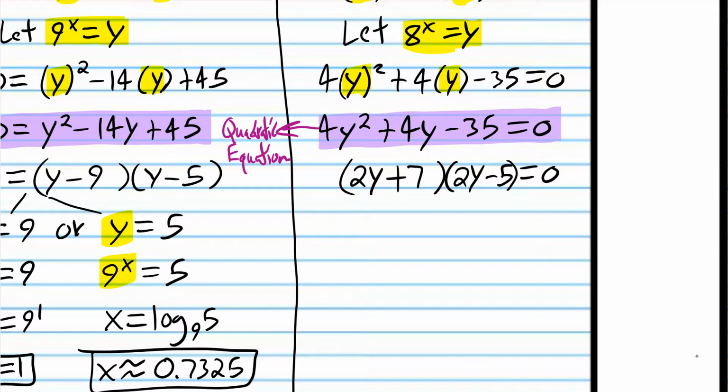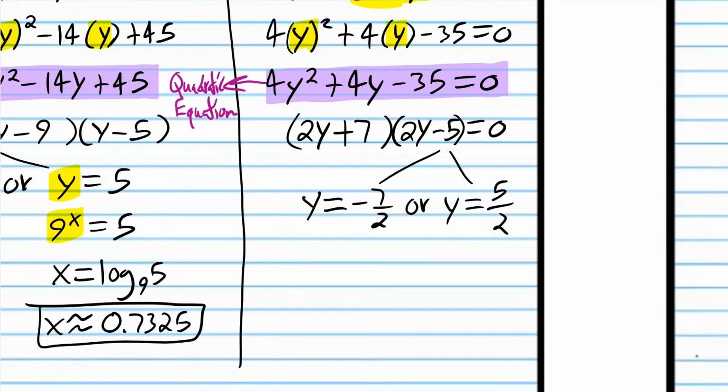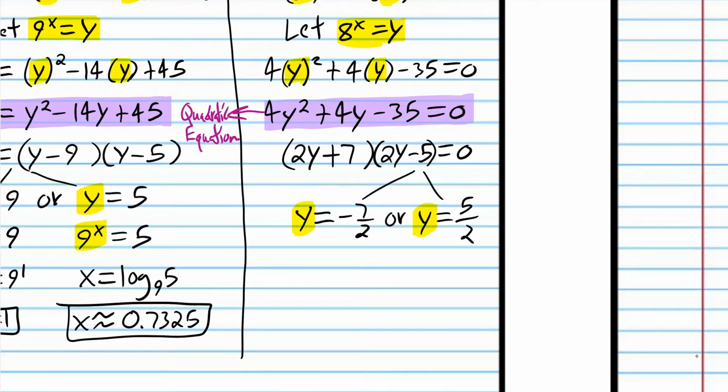And so there you go. That tells us what y is. So y is going to be equal to -7/2, or y is going to be equal to 5/2. And we want to now replace y with 8 to the x. We're not looking for y, we're looking for x. So 8 to the x is equal to -7/2, or 8 to the x is equal to +5/2.